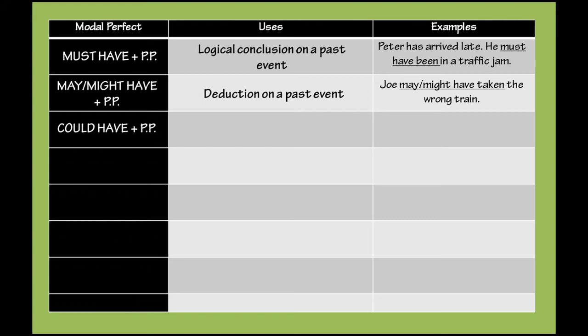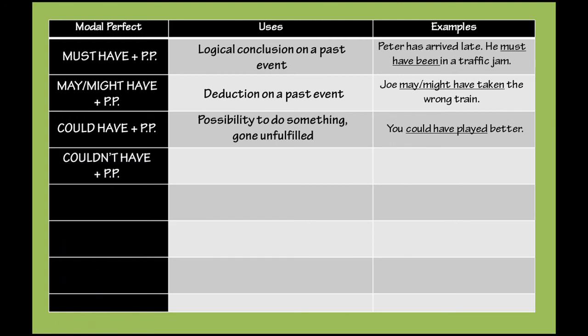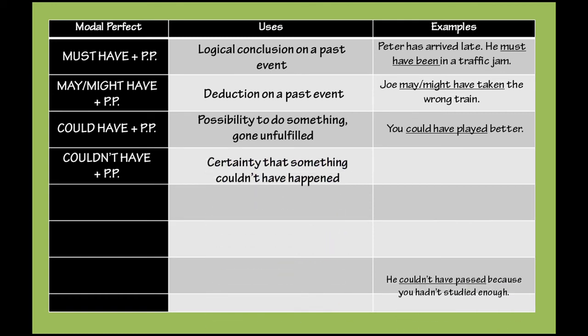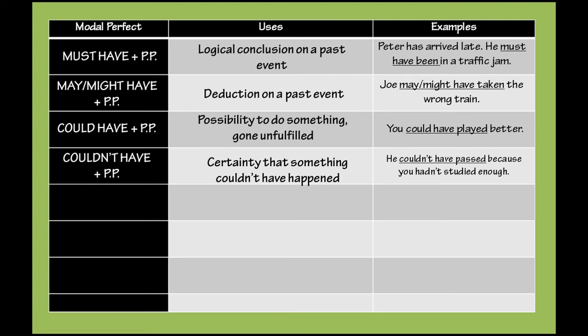Could have plus past participle of the verb. Possibility to do something gone unfulfilled. You couldn't have played better. Couldn't have plus past participle of the verb. Certainty that something couldn't have happened. He couldn't have passed because he hadn't studied enough.